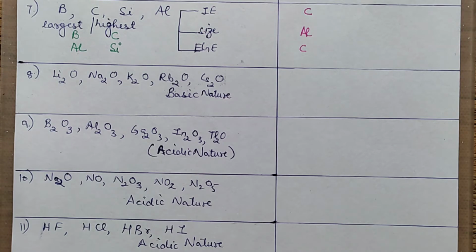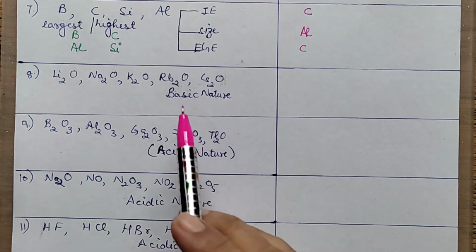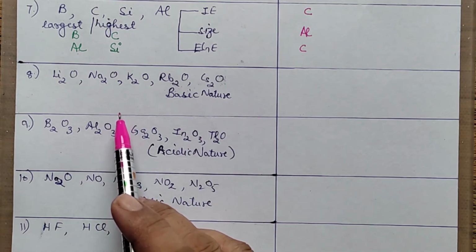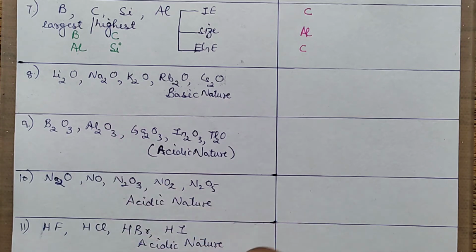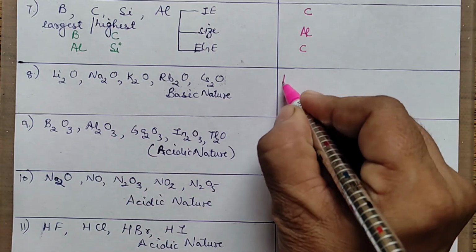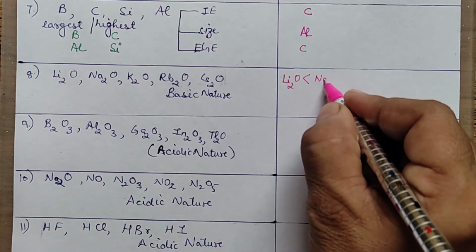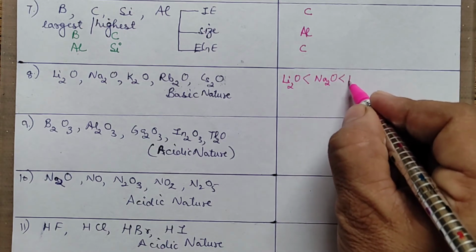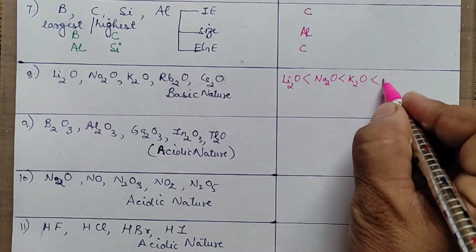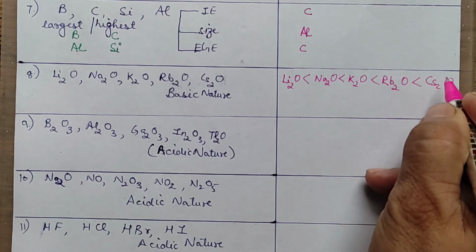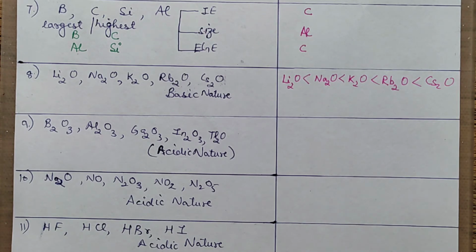Then some oxides are given. These are all group 1 oxides, and you are asked to arrange them in the increasing order of the basic nature. Basic nature means more metallic. More metallic means the lower one. Down the group, metallic nature increases, so the basic nature of the oxide also will increase. So lithium oxide is least. Then you have sodium oxide. Thereafter you have potassium oxide, then rubidium oxide, and finally cesium oxide. Francium we do not consider because it's radioactive.